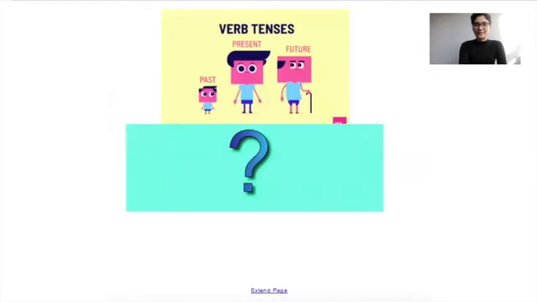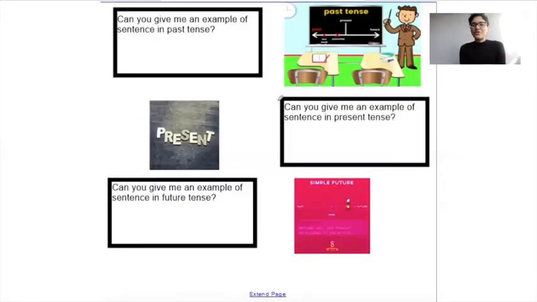Now, verb tenses, we have the past, the present, and the future tense. So the past tense is when we are talking about something that's already happened. The present tense is when we are talking about something still happening. And the future tense is when you talk about something that has not yet happened, but is going to happen. Try this for me. Can you give me an example of a sentence in the past tense?